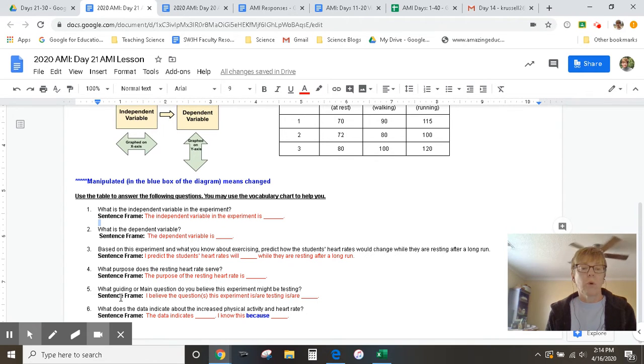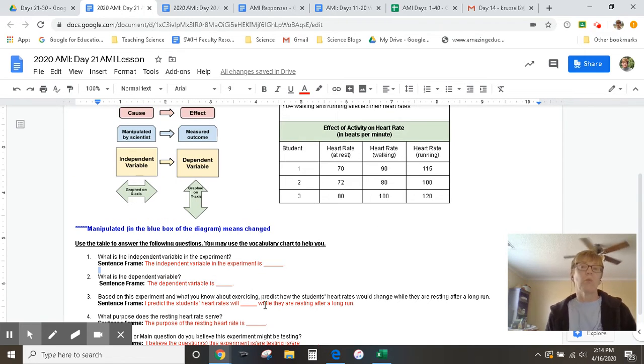Number 5, what guiding or main question do you believe this experiment might be testing? So think about the CER format, the claim, evidence, and reasoning. The claim is always your answer to the main question. So if you were looking at this experiment, what would the main question be? What do you think they were trying to answer by doing this experiment?